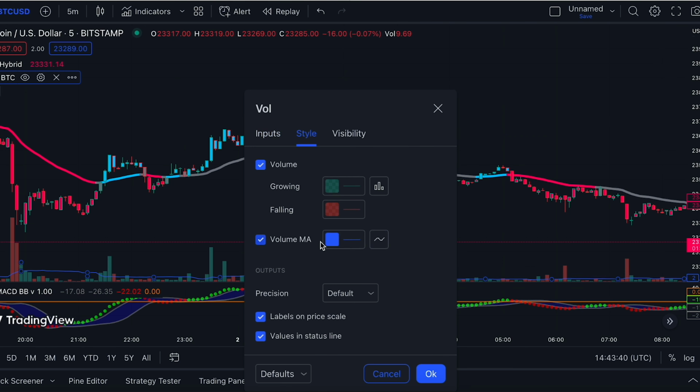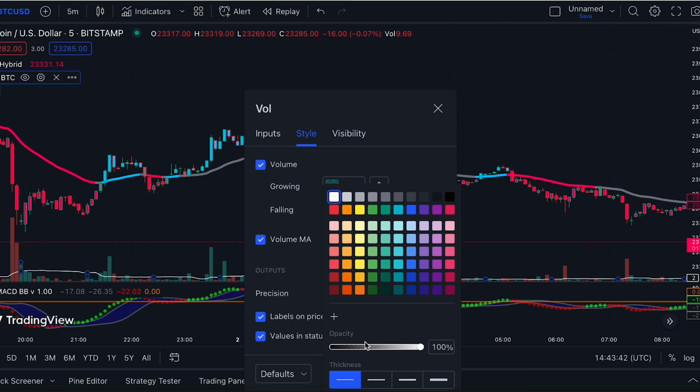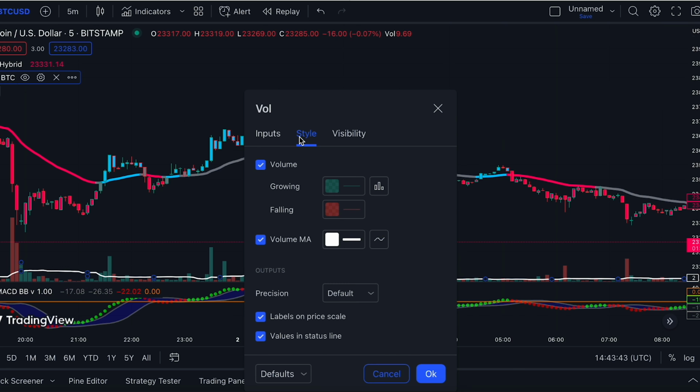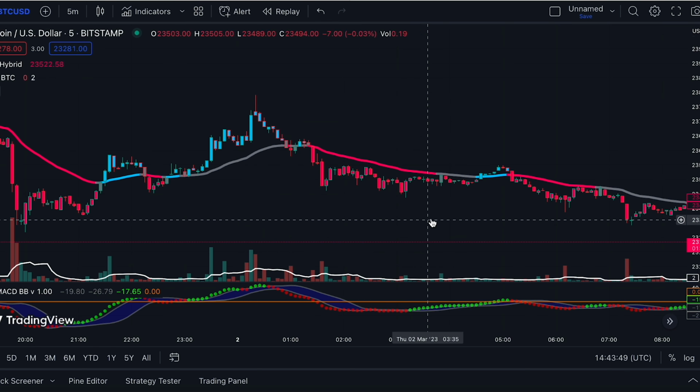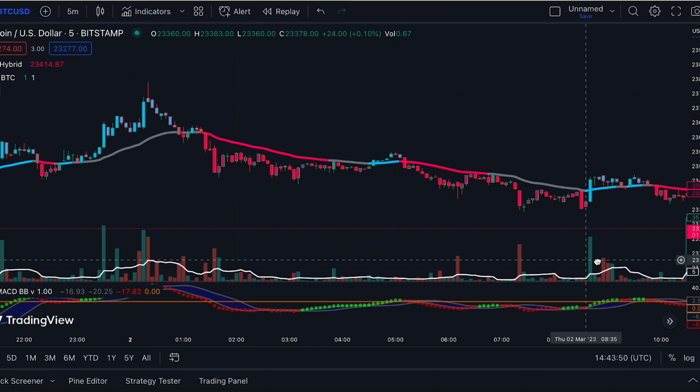Click the Inputs option after that. Make the MA length 9 instead. The indicators are now prepared for use. I'll demonstrate how we can eliminate many of the false signals the MACD indicator generates by using these indicators.